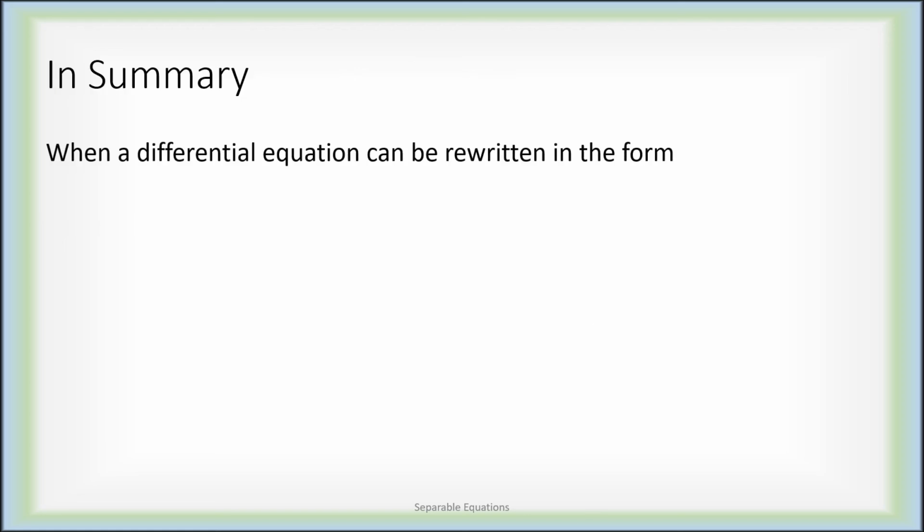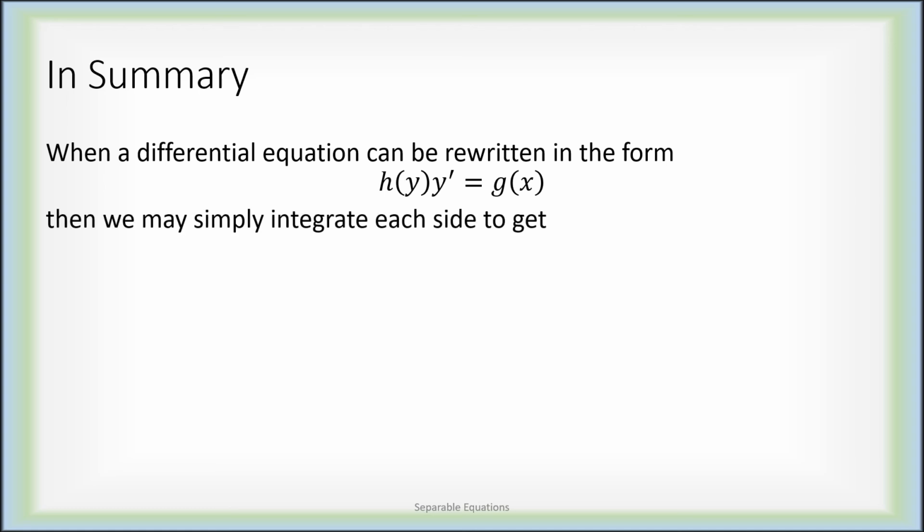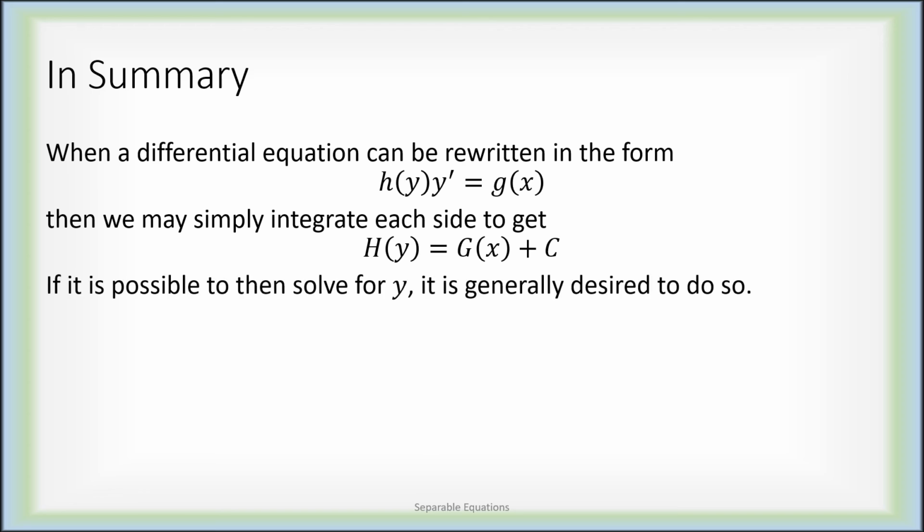So what have we learned? When a differential equation can be rewritten in the following form, function of y times y prime equals function of x, notice on the left, all of your y's, on the right, all of your x's, and the y prime on the left can be factored out. Then you just have to integrate both sides to get H of y equals G of x plus c, where those are antiderivatives of h and little g. Then, if it is possible to solve for y, it's generally desired to do so.